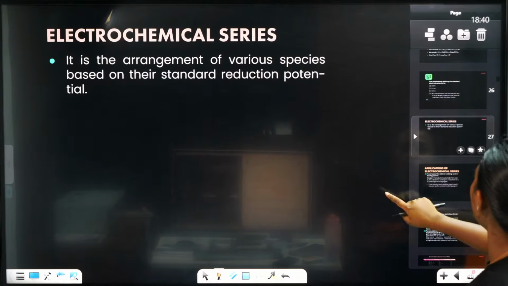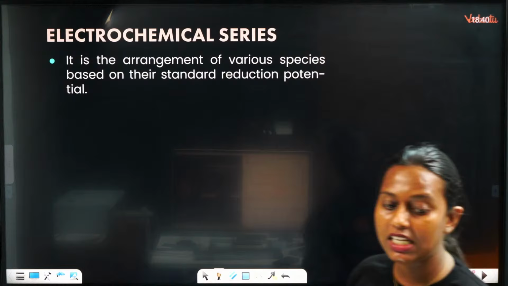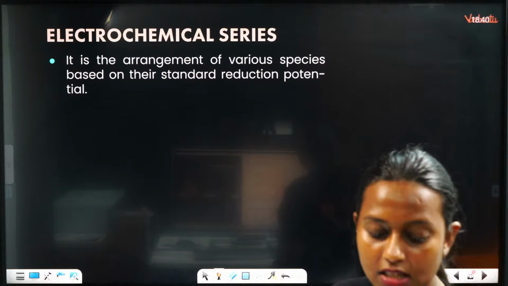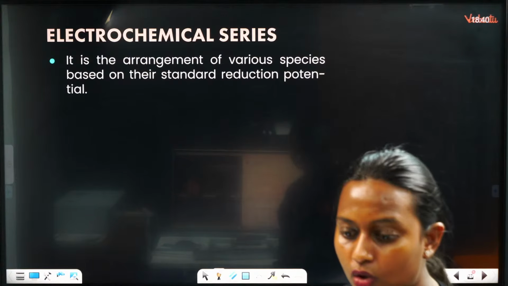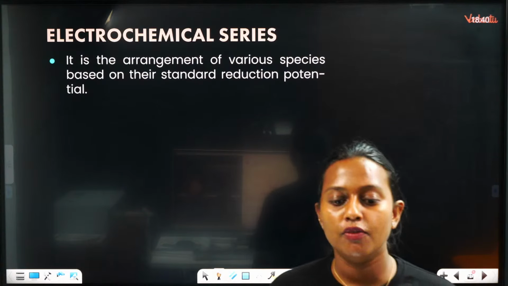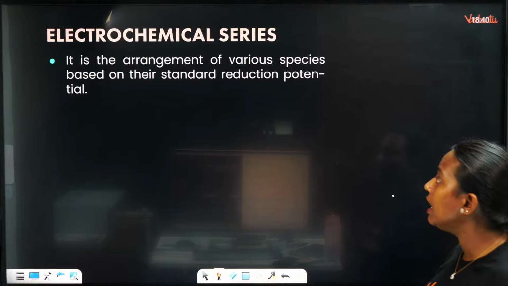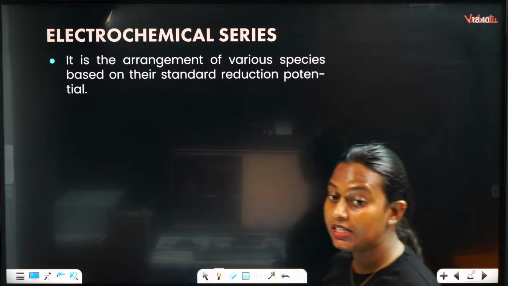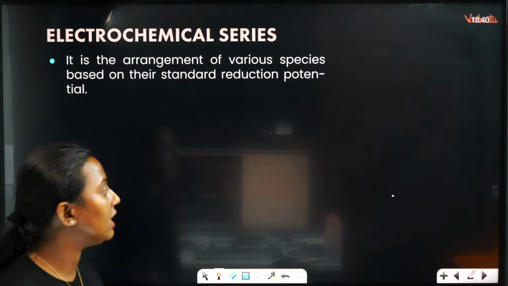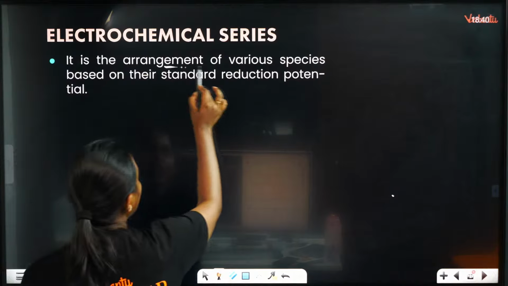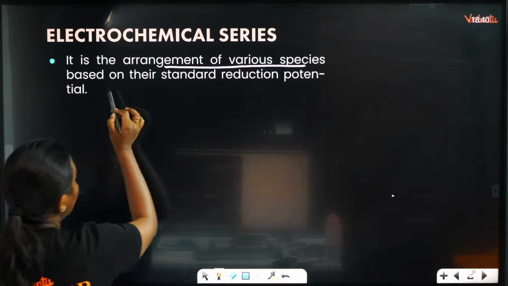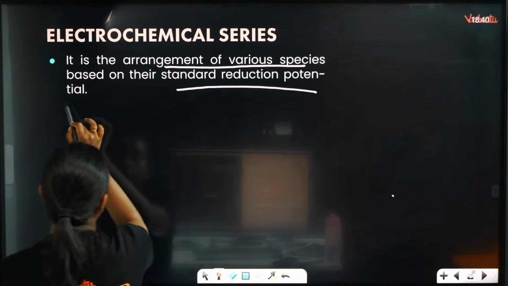Then we are moving to electrochemical series. Electrochemical series is actually very important. What is electrochemical series? It is the arrangement of various species based on their standard reduction potential.